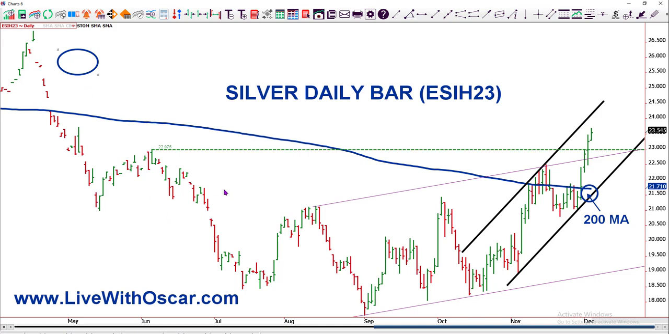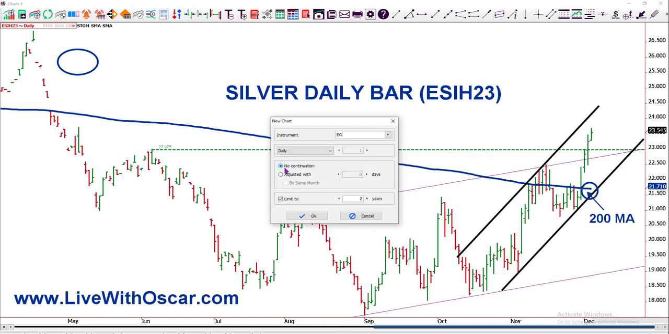So, why would gold get above the 200 bar? So, Oscar, silver's above the 200 bar, like you said. But gold is a bigger market. So, why are you saying just because silver's above the 200, gold will get above the 200? Well, there's a reason for that. Let's go back to gold.